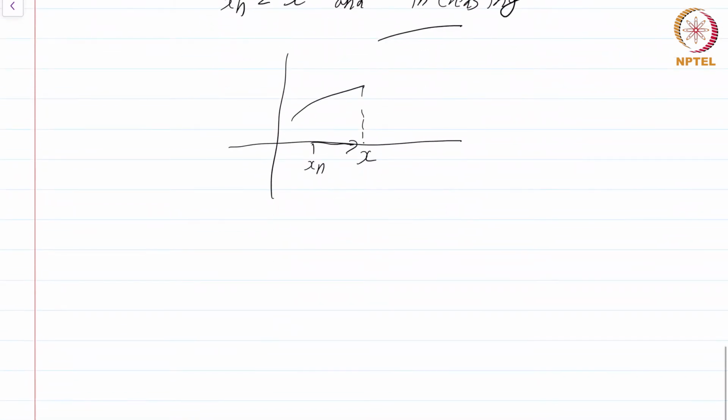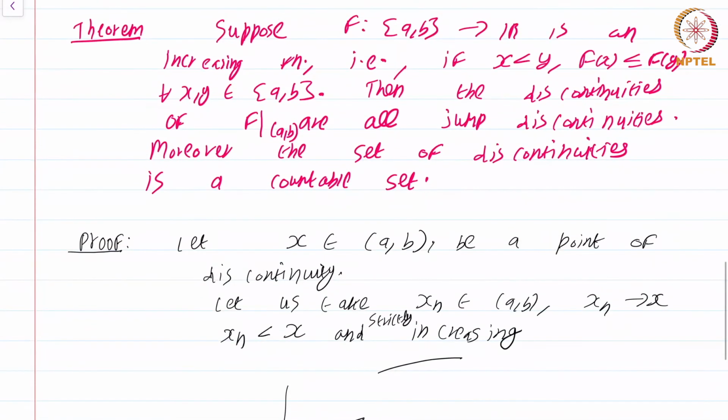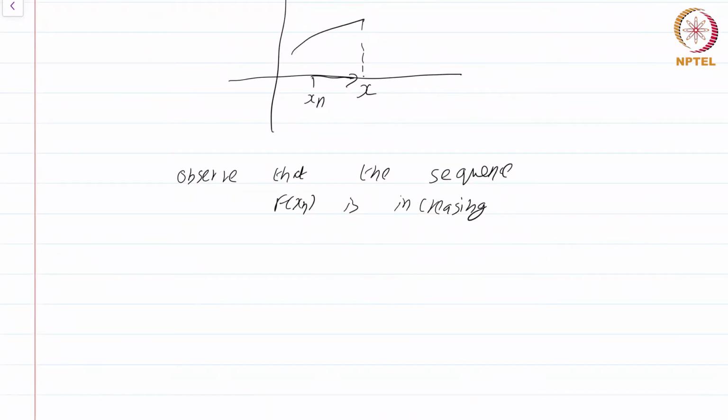Well, observe that the sequence f of x_n is increasing. We can't say that it's strictly increasing because all I've assumed is that the function f is increasing. I've not assumed that the function f is strictly increasing. I've just assumed that if x is less than y, f of x is less than or equal to f of y. So observe that the sequence f of x_n is increasing, and it is bounded above by f of x, right?